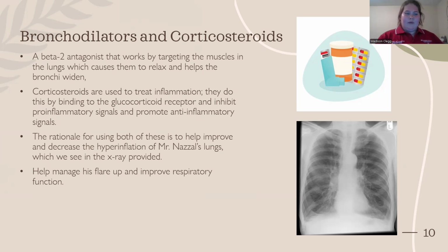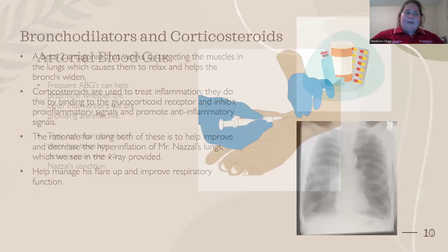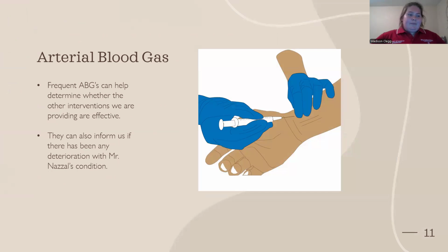So the 4th and final intervention that can be used is continuous monitoring of Mr. Nazal's vital signs alongside frequent ABGs. Conducting these can help determine whether the other interventions undertaken are effective, as well as inform us if there has been any deterioration with his condition.